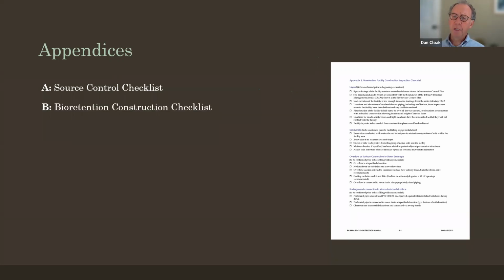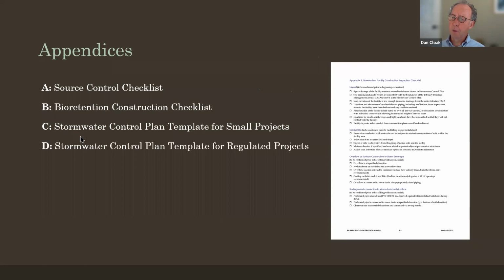There's another appendix, a bioretention construction checklist. Details could be taken out to the site, adapted, used to ensure facilities are constructed properly and all those design elements have been installed correctly. There's a stormwater control plan template for small projects. We'll be discussing in more detail. A template for regulated projects, which can be obtained in Word and isn't a substitute for the manual. It actually sort of provides prompts where to fill things in, and then the manual should be referred to for actually figuring out what to put in there.